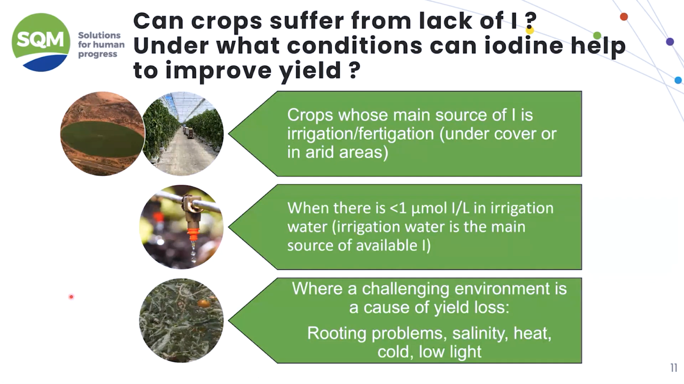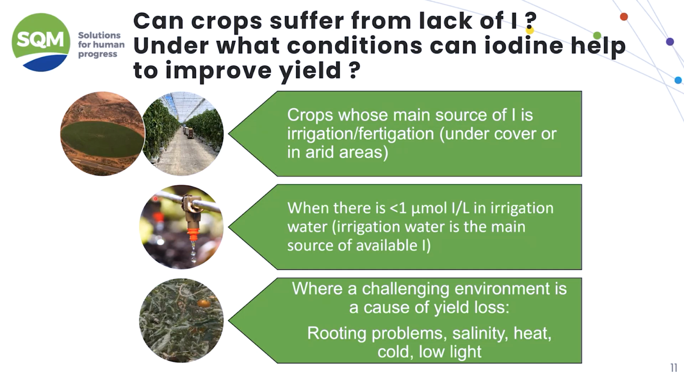And the question now is, of course, it's very, very nice to have all this fundamental knowledge and understand that iodine does something in plants and what it can do in plants. But what about crops in practice? Where can you expect an iodine deficiency, and when can you expect to benefit from actually adding iodine to your nutrient solution?